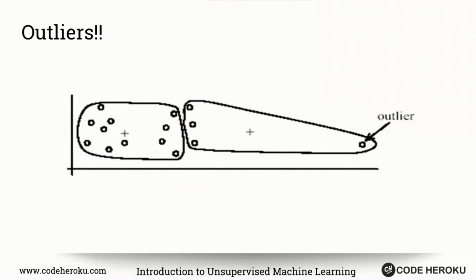One way to get rid of it is to first visualize or inspect your data, go over it, and if there are any points which have very high variance, you just get rid of them before applying your k-means. Okay.